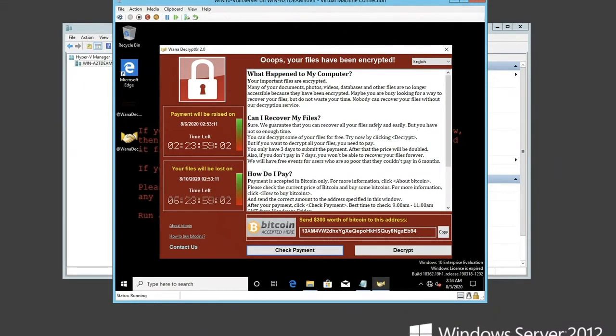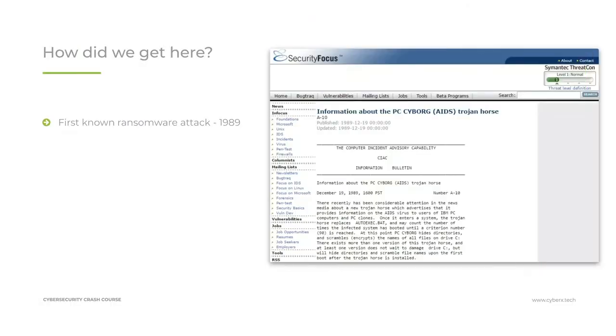This is real ransomware in our lab. And I thought you would like seeing it in real life. So let's talk about how did we get to where we are today? How did ransomware get to be the huge attack vector that it is? Every day we see ransomware attacks.